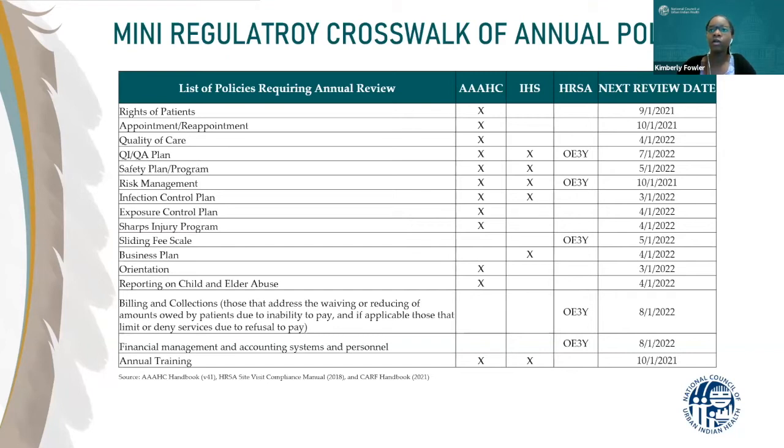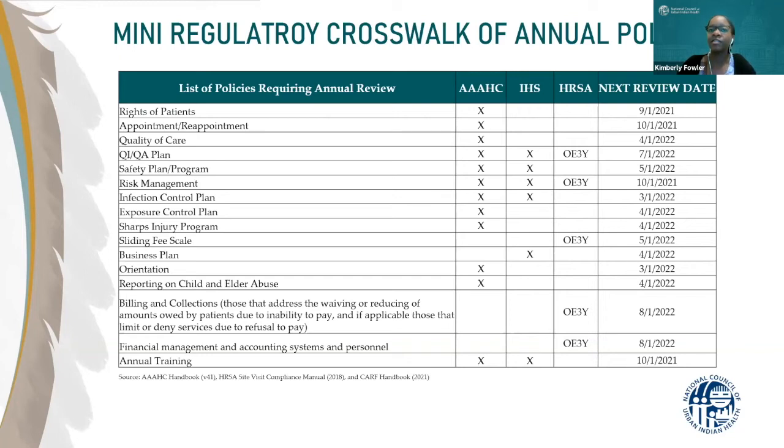So the OE3Y actually denotes once every 3 years, as denoted by HRSA. You can see that they have a kind of a 3-year timeline of some of those policies that are required. And we're hoping that this template that you see here will be shared with you following the full board of directors series. So that will be coming out.